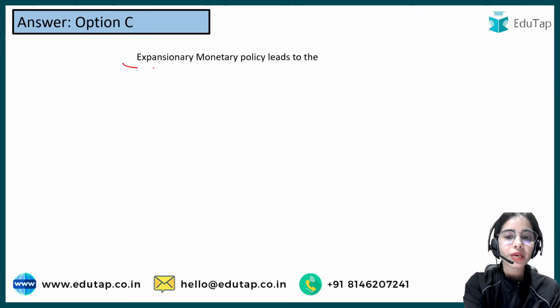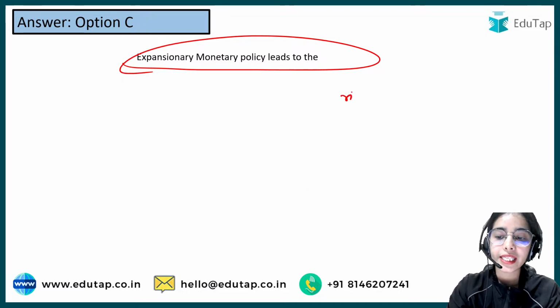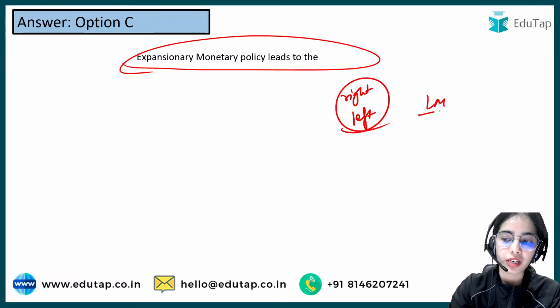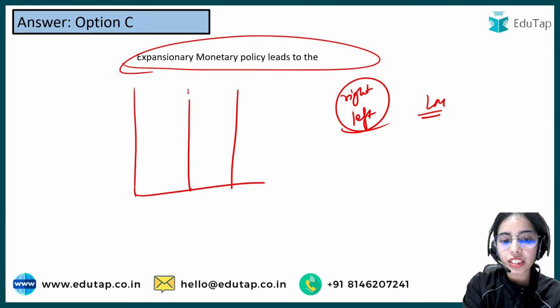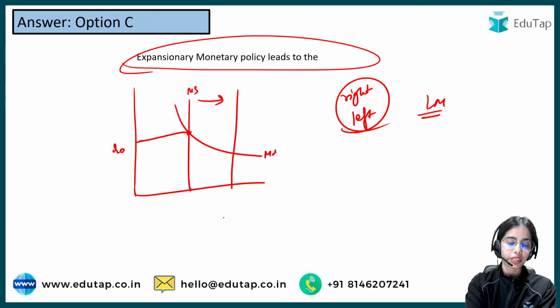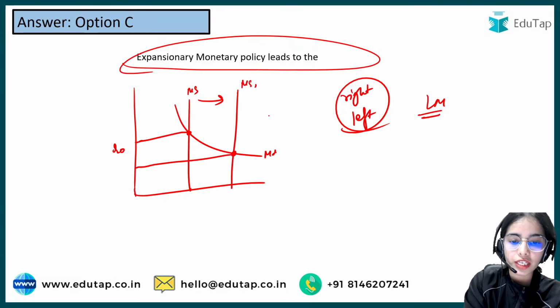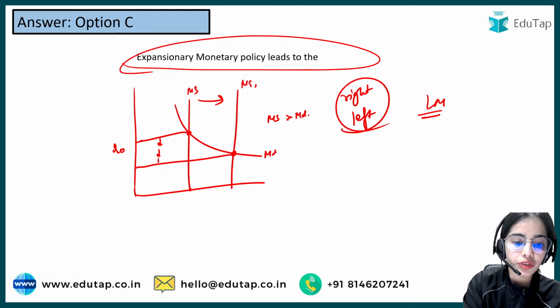Okay, expansionary monetary policy. Now if the expansionary monetary policy is happening, then will there be the rightward shift or the leftward shift in the LM curve? Anyone can tell me? So if there is the expansionary monetary policy, that means money supply was this, and this is the demand for money, so the rate of interest was R0. Now the money supply has increased from MS to MS1. That means if the money supply is increasing and is greater than the demand for money, the rate of interest will start decreasing.